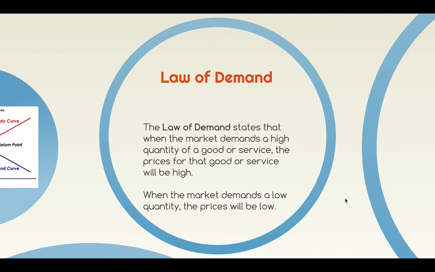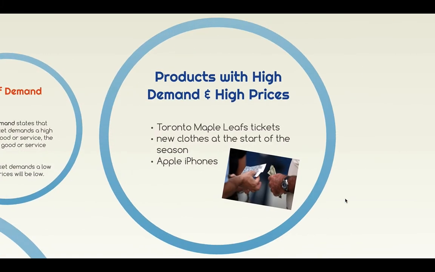So the law of demand states that when the market demands a high quantity of a good or service, the price for that good or service will be high. That would be in your economics exam, in your business test. The law of demand states that when the market demands a high quantity of a good or service, the prices for that good or service will be high. And then the opposite: when the market demand is low, prices are low. Some products that might have high demand and high prices are like the Leafs tickets or the Raptors tickets when they're in the playoffs.